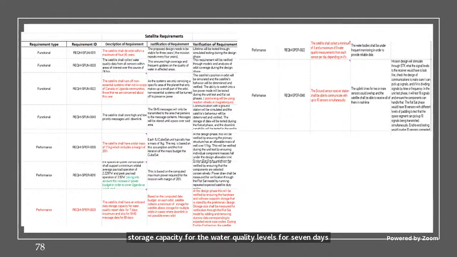and also for SMS messaging data for 60 days, since based on the computer budget on each orbit, the satellite collects a minimum of storage, which allows storage for multiple orbits in cases where downlink is not possible every orbit. The satellite shall collect a minimum of 4 and a maximum of 8 water quality measurements from each sensor per day, depending on its station. The ground sensor receiver station shall be able to communicate with up to 10 sensors simultaneously. The uplink times for two or more sensors could overlap, and the satellite shall be able to receive them in real time.